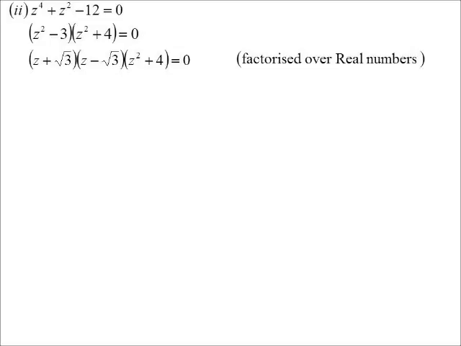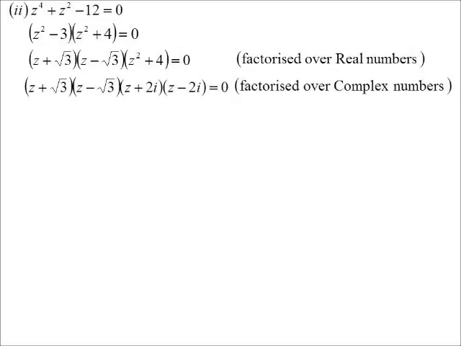Now, if they want real solutions, then the z squared plus 4 I can't do anything with, of course. So over real numbers, that would be it factorised, and I would solve it. Using just real numbers, I would only have the solutions plus or minus root 3. But if we now include the imaginary numbers, I can now factorise the z squared plus 4. I'll get z plus 2i, z minus 2i. And then my final solutions, therefore, are plus or minus root 3, plus or minus 2i.